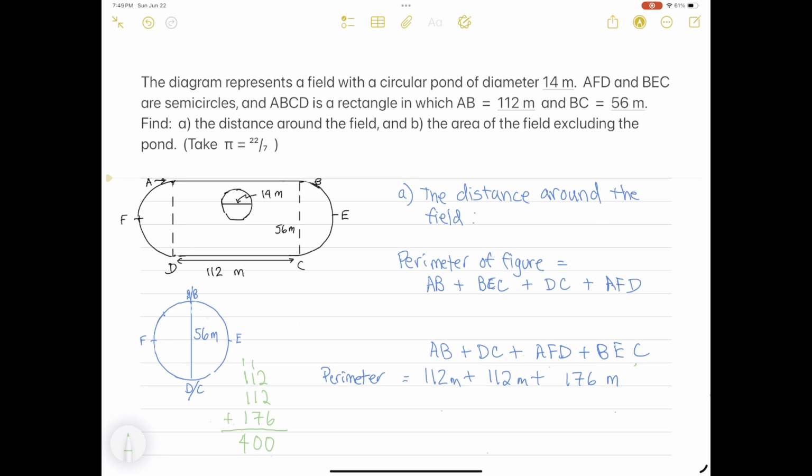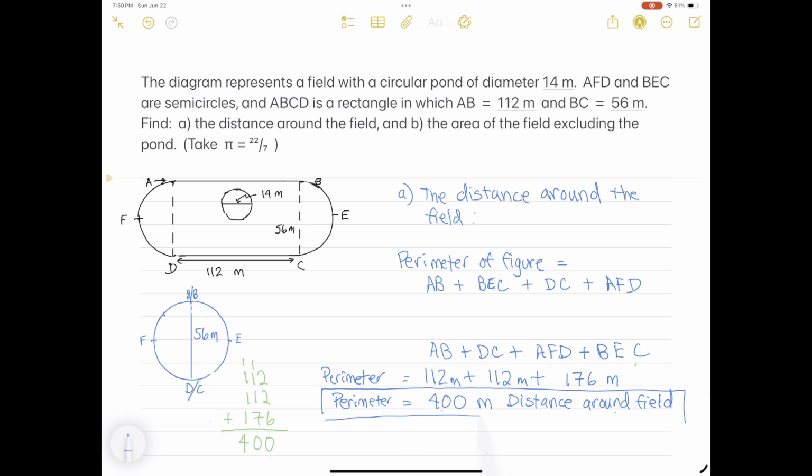Unless you are a robot, making mistakes is inevitable, so keep an eye out for those. 112 meters plus 112 meters plus 176 meters equals 400 meters. So the distance around the field, or the perimeter, equals 400 meters. And I box my answer.